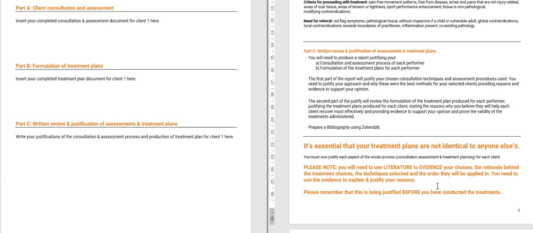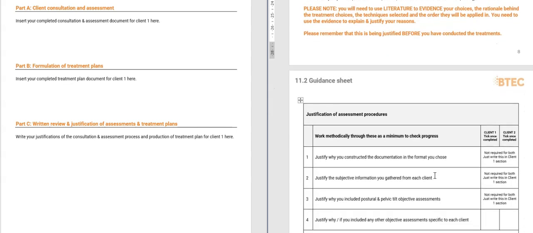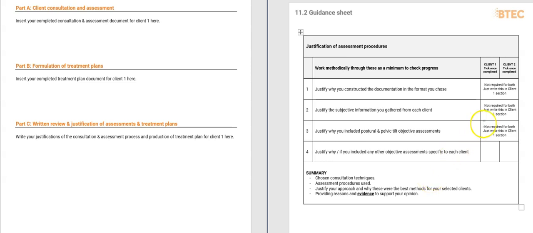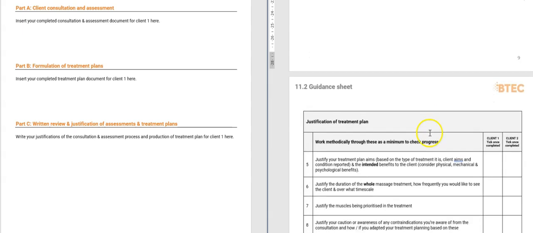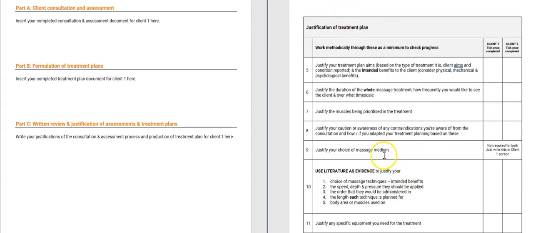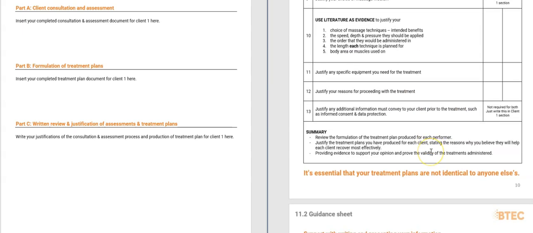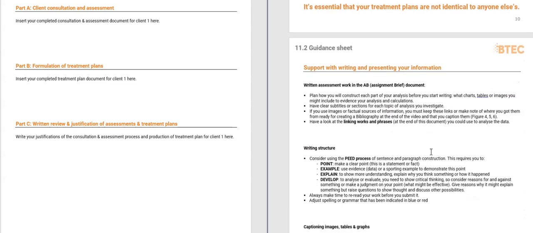Keep those links, put it in a bibliography. But for distinction, it clearly says you must evidence with literature your choices and the rationale behind your choices for all of these things. But again, what I've done is I've tried to make a little tick box. So justifications for the assessment procedure. These are some things to think about. And then justification for the treatment plan. These are some things to think about. Justify why you did this, that, and the other.